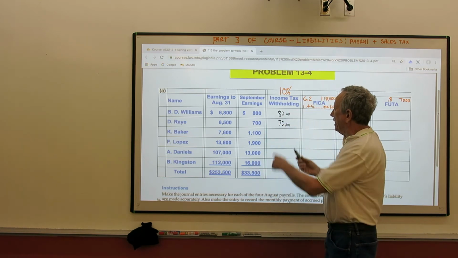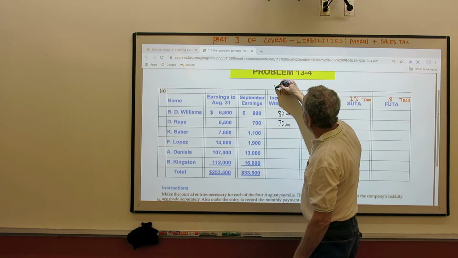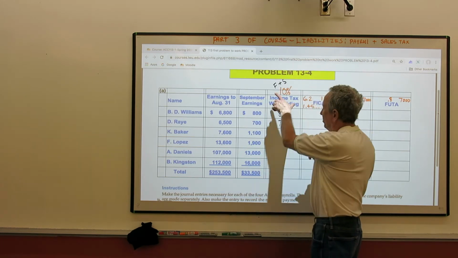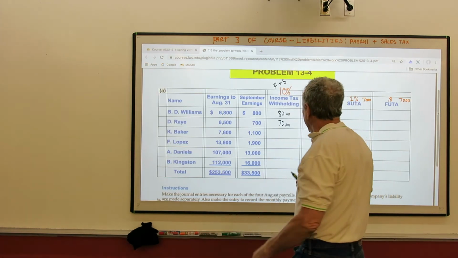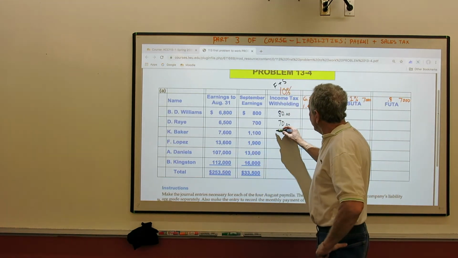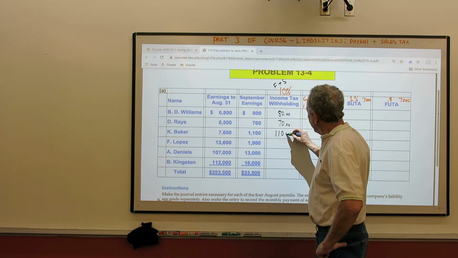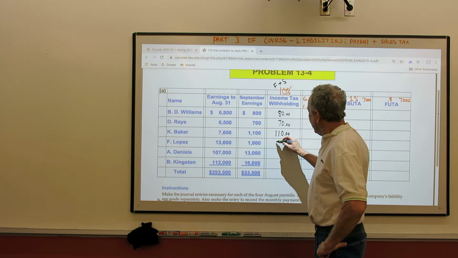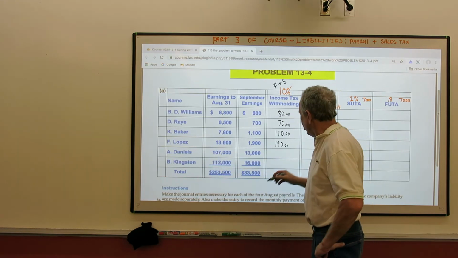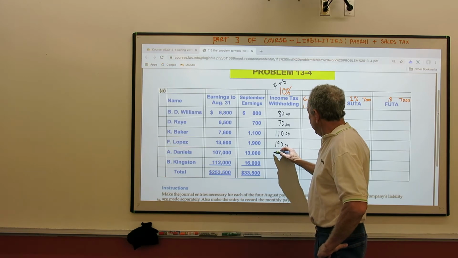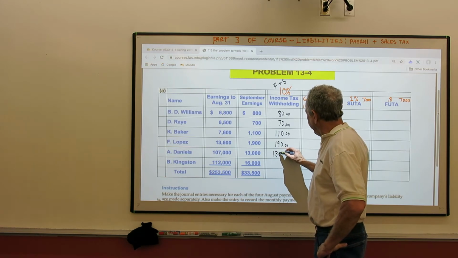By the way, they combined it. You have to pretend that there's both federal and state in this column. They're being pretty easy on us right there to tell us that. $1,100 is going to be $110 at 10%. $1,900 maybe $190, 10% withholding. $13,000, look at those, Daniels is making pretty good money. That's going to be $1,300, isn't it?